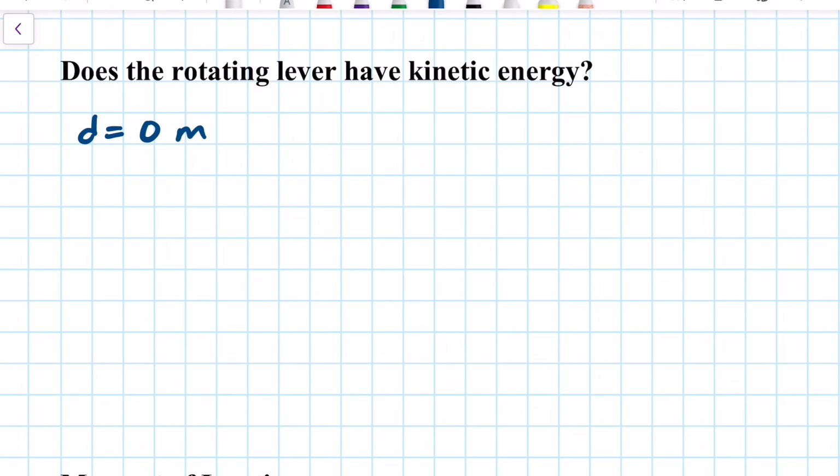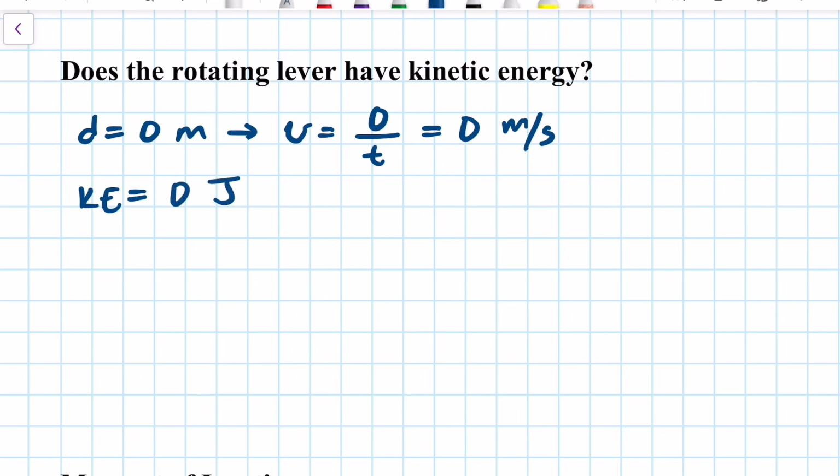If the linear displacement is 0 meters, then the velocity would be 0 divided by time, which is 0 meters per second. If there's 0 velocity, there's no motion. Therefore, the kinetic energy should be 0 joules. You might be confused because you can say, well, this is rotating. How is it that it doesn't have any kinetic energy?